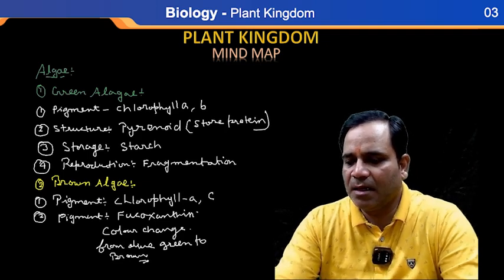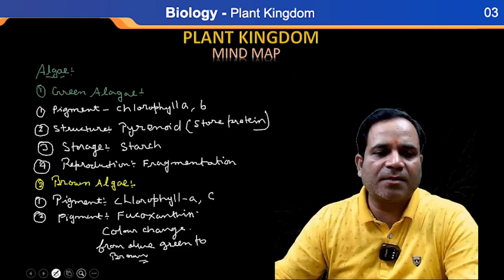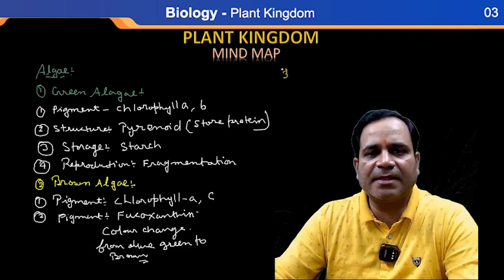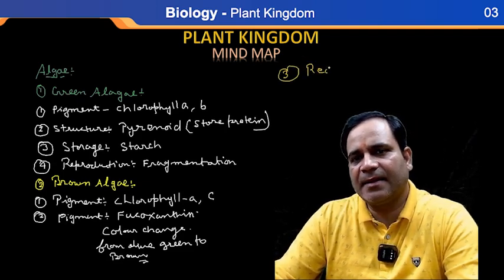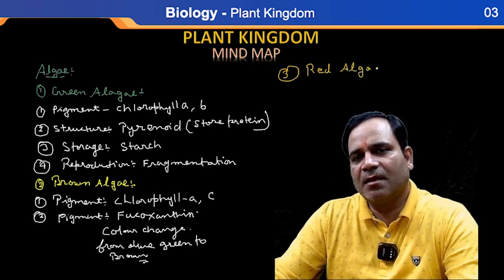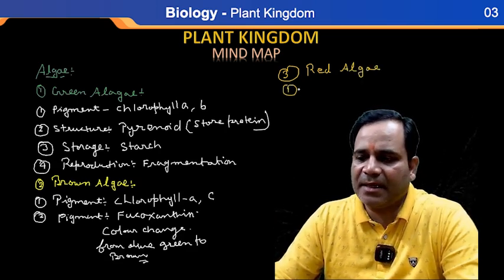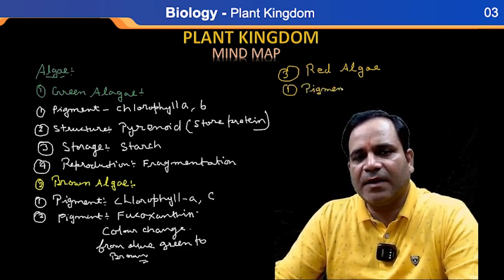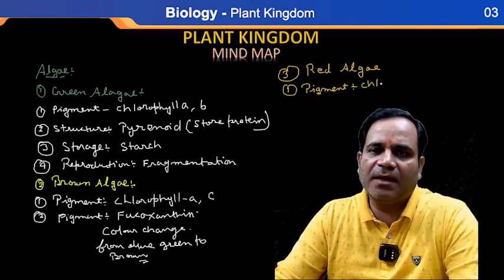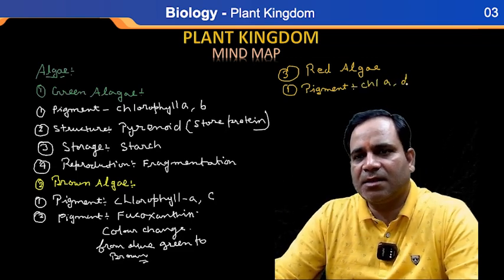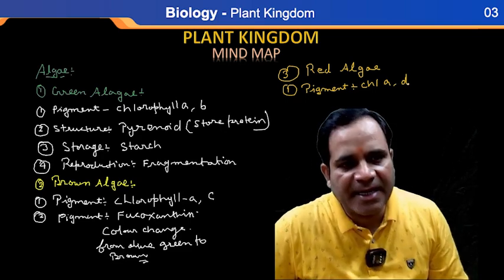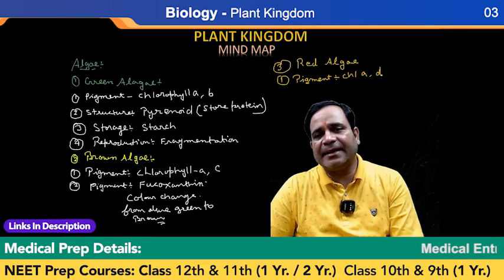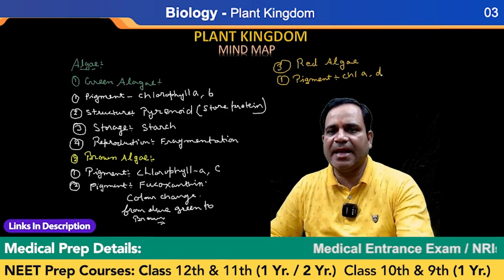Now, the third one is which algae? Red algae. So what about red algae, my dear? Here again, the pigment. Which pigment? Chlorophyll A and D. So chlorophyll A and B is present in green algae, while chlorophyll A and C is present in brown algae, and in red algae the pigment is chlorophyll A and D, my dear.